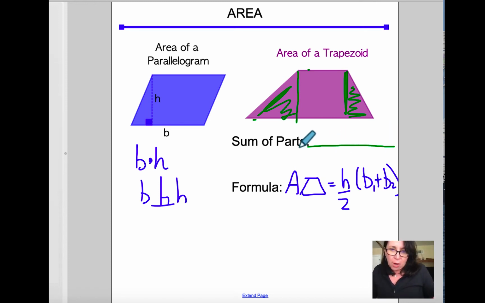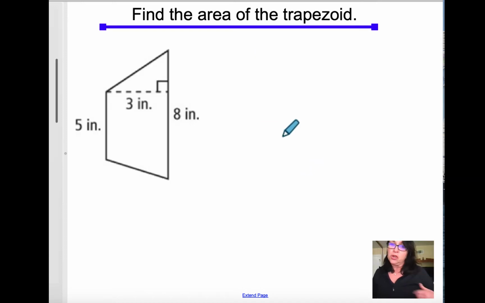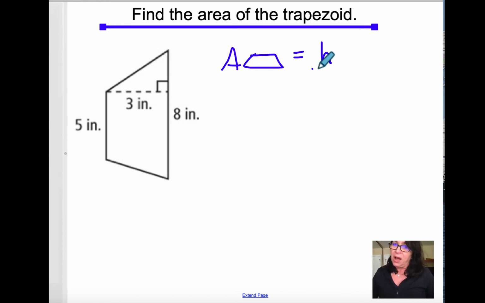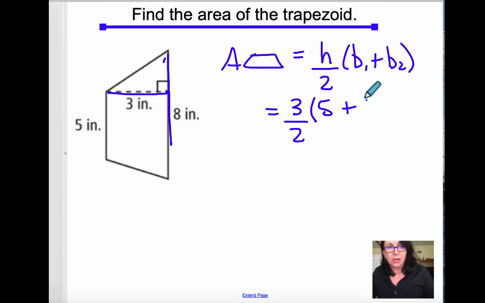However, I want you to remember this formula for the area of a parallelogram and the area of a trapezoid, because we're going to be using those right now. So to find the area of this trapezoid, remember, the area of a trapezoid is the height divided by 2 times the sum of the bases. My height is always going to be perpendicular with the base, okay? So my height is 3. So that's 3 divided by 2 times the sum of the bases, so 5 plus 8.